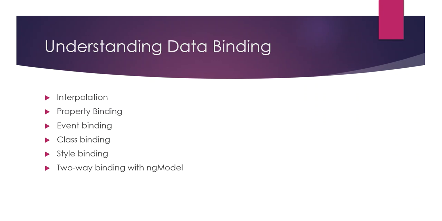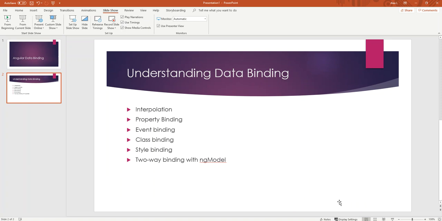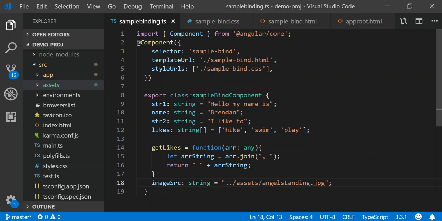So let's take a look at interpolation, with an example that I have cooked up. Here I've created my sample binding class, which has 4 properties, one being an array. It has str1 to define my greeting, and this is a name. My name's not Brendan, of course, you know that. str2 would say I like to, and then I have a likes array that has my particular likes. Actually, we should change this to Alex. I shouldn't be using Brendan.